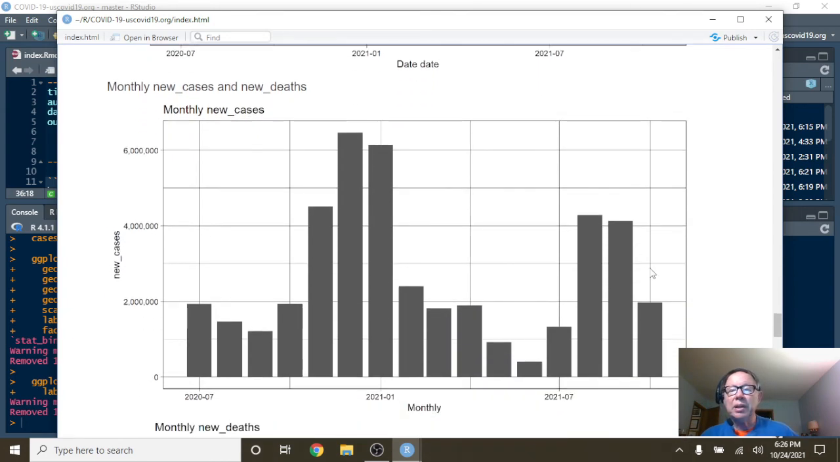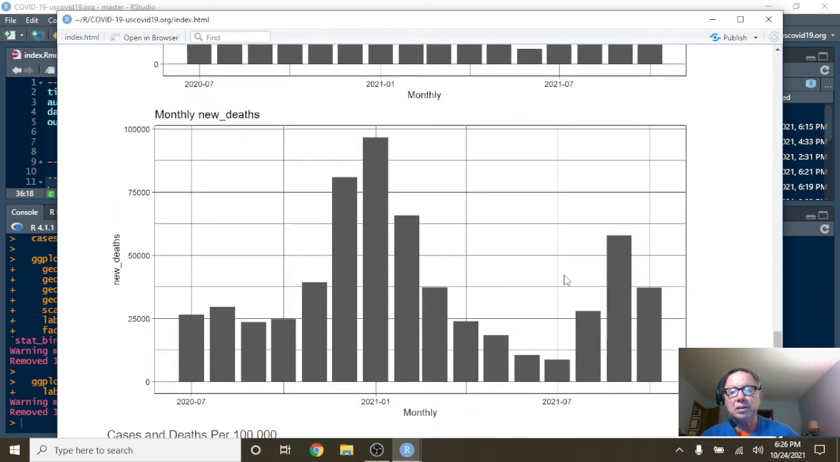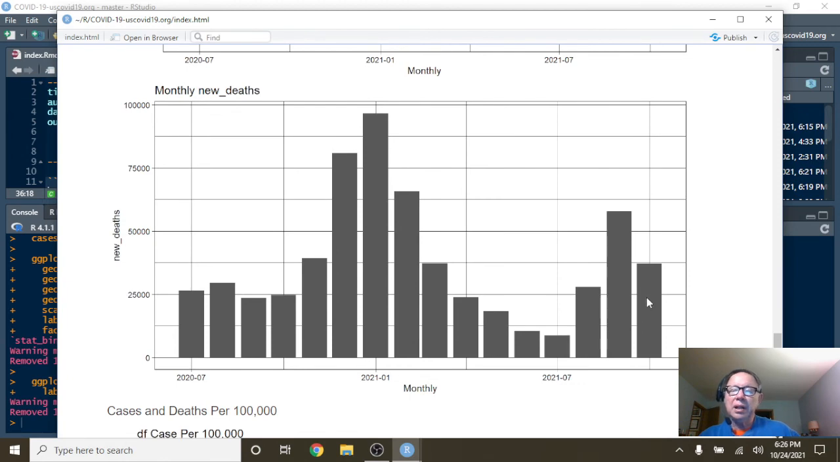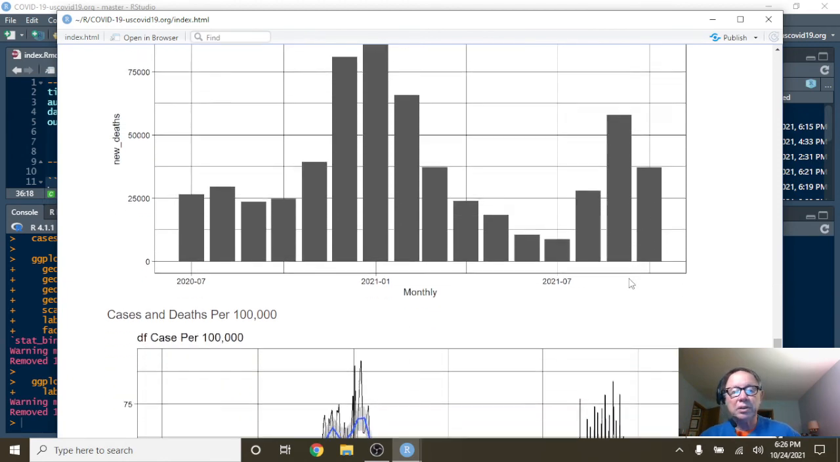Monthly cases, well, again, August and September are the worst so far. The good news is that October is below these 2 months. And the good news is that October's deaths are going to be below September's deaths also.